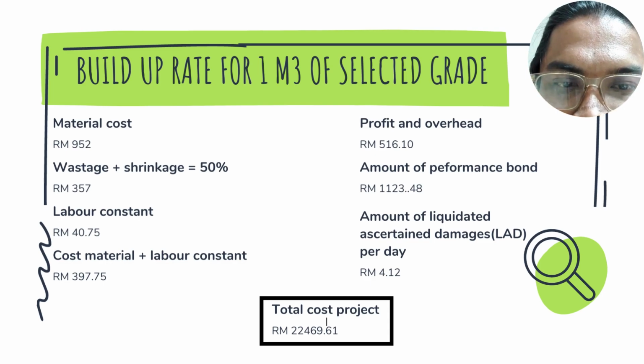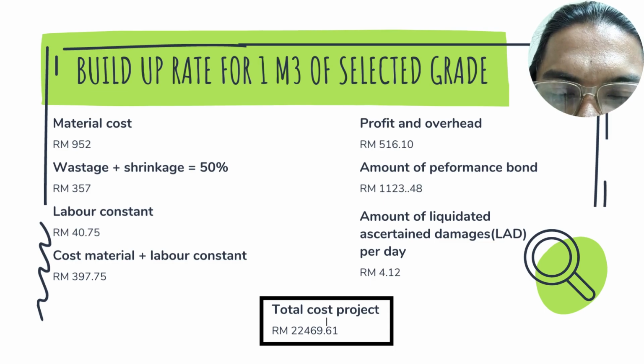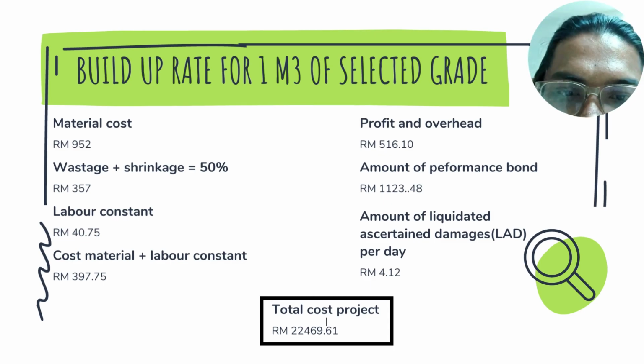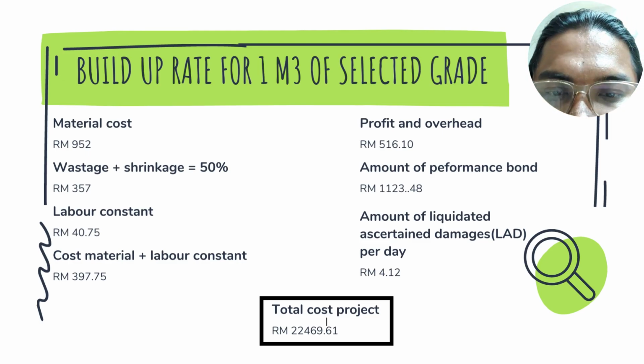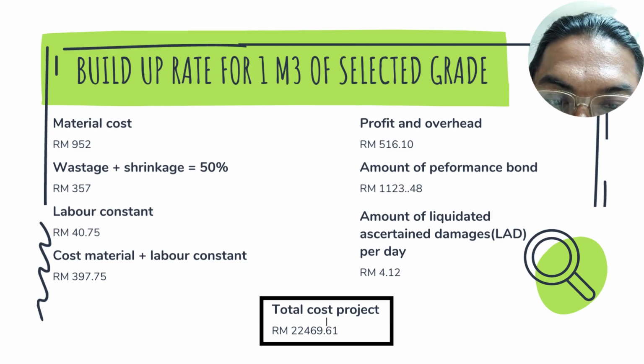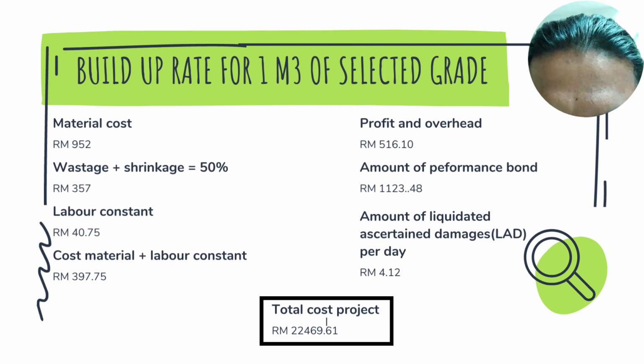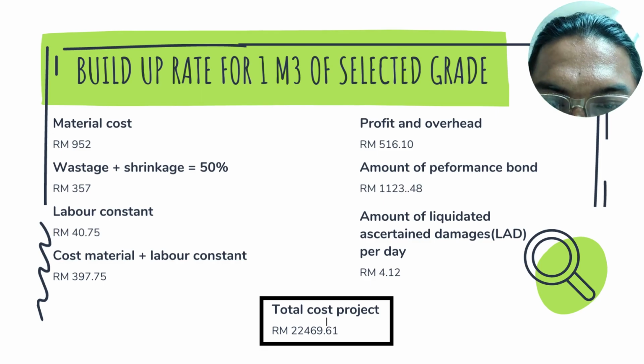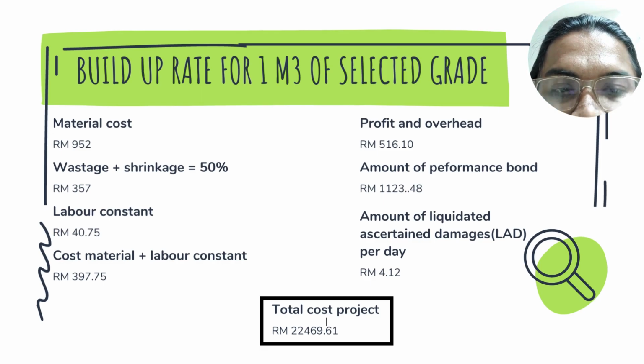Amount of performance bond is 1123 and 48 cent. Amount of liquidated ascertained damages per day is 4 ringgit and 12 cent. So for the total cost project which is 22,469 and 61 cent.